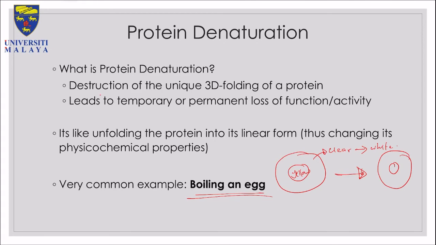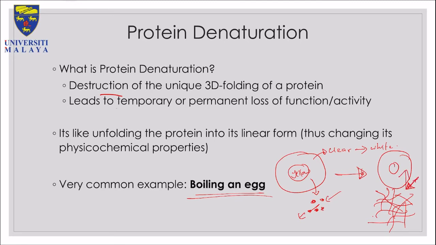Okay, so what happened is actually a destruction of the unique three-dimensional folding of a protein. Imagine inside here, initially the protein folds into very tiny dots, so that light can pass through at least a certain bit, so it becomes clear or a little bit cloudy. But once it denatures, all this protein becomes linear and kind of fibrous. Therefore, light can no longer pass through, thus it becomes white. Of course, it reflects.